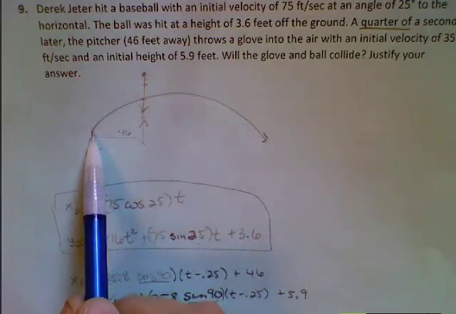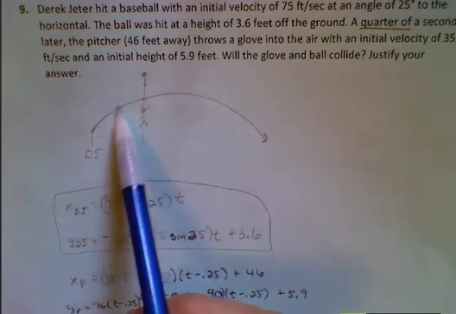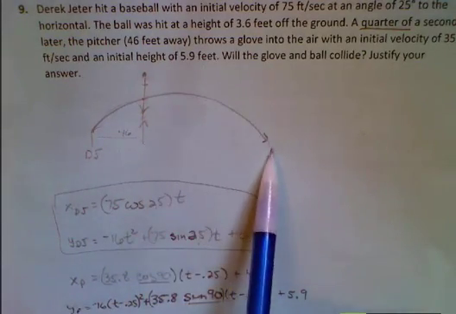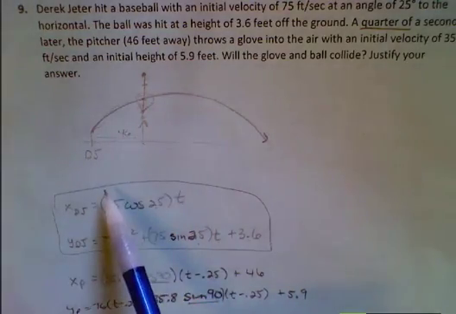So it's hit here, 3.6 above the ground. At its initial velocity and angle, it's going to come up. Gravity's going to bring it back down and hit the ground. Again, the key point I'm looking for is that point where they intersect.